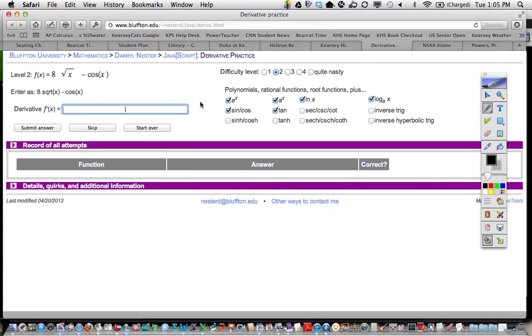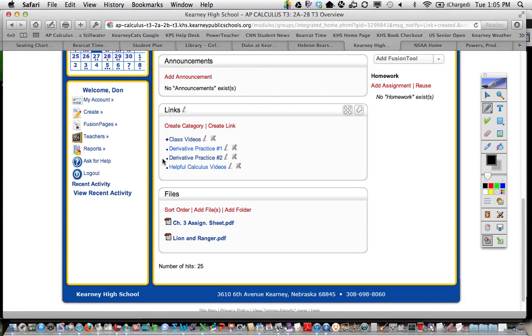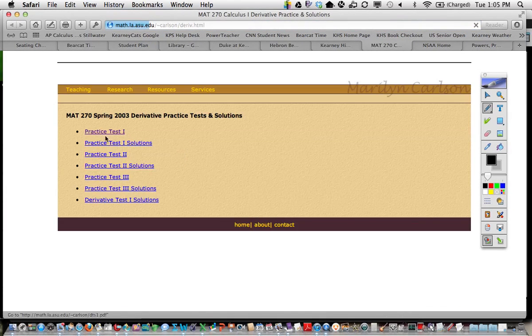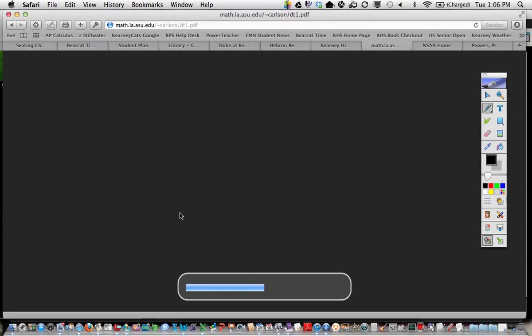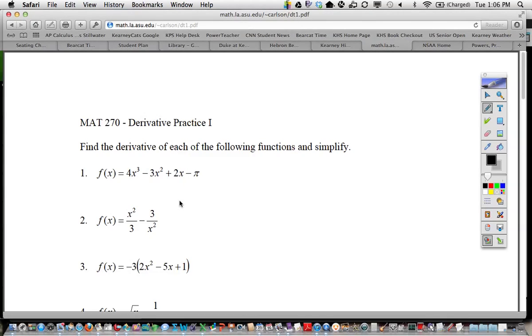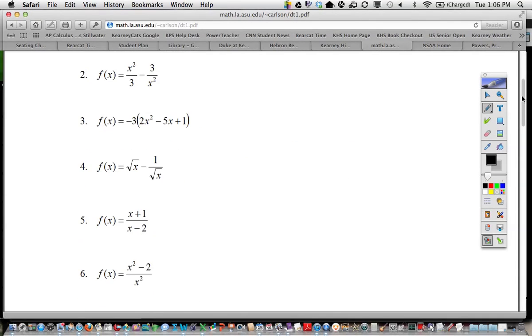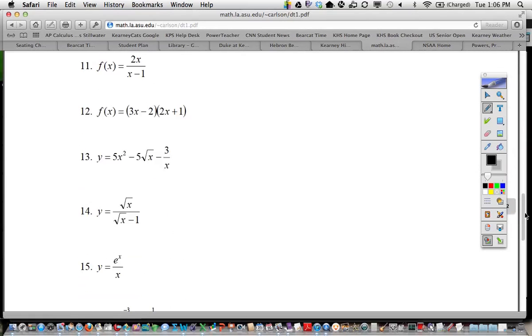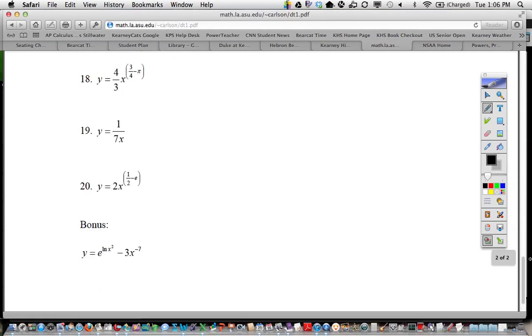So anyway, this is one website where you could look at some of those things, and then this one just has some practice tests and they've got solutions. Like, this just pulls up a PDF. If you do practice test 1, now this is from 2003, so I don't know how much longer this website will be around. But okay, so at this college, they had, let's see, I'm not sure how many are on here. There's about 20, and then a bonus.